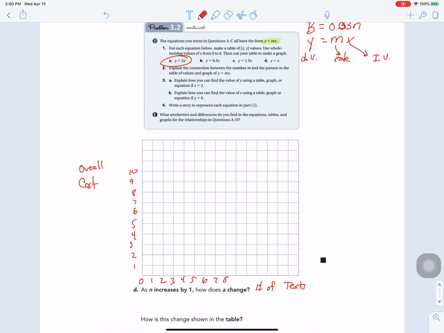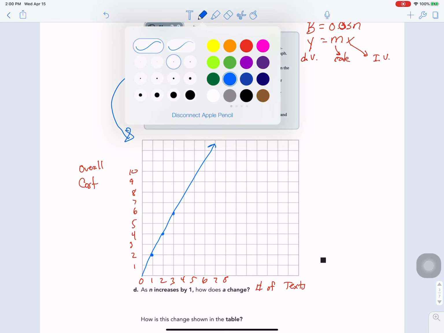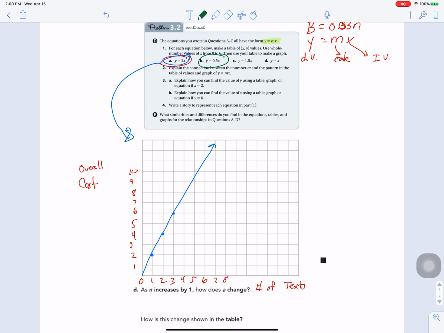You can see that for every text message, if this was the first equation, let's call this one the blue one, for every one, it would be $2. 2 would be 4, 3 would be 6, and your line would look like that. I'll make a green one here. If it was half that, 1 was 50 cents, it would be like here, 2 would be $1, 3. So you could see that this graph is much less steep because the cost is much less per text.